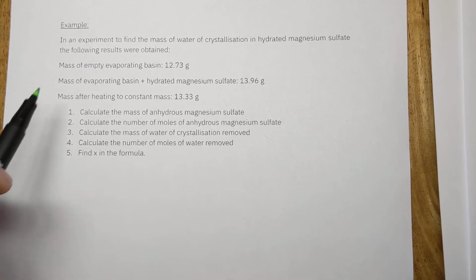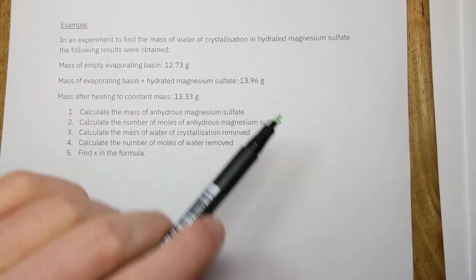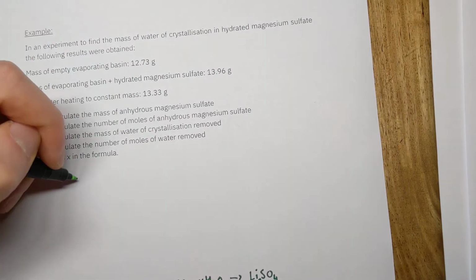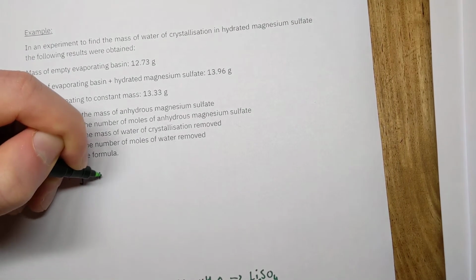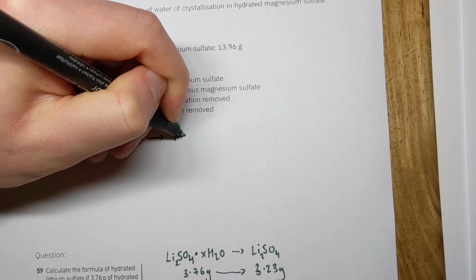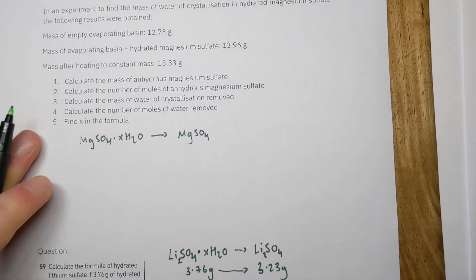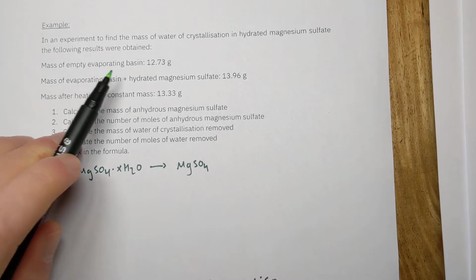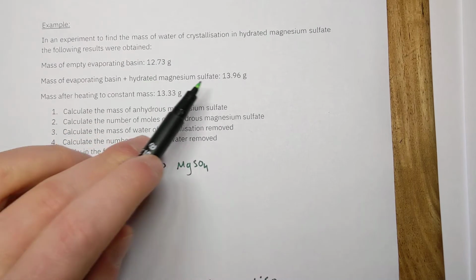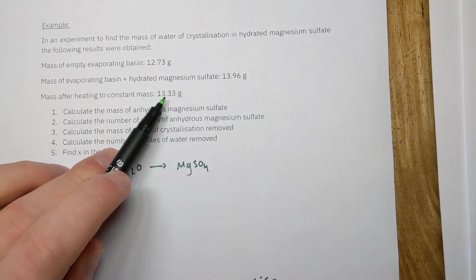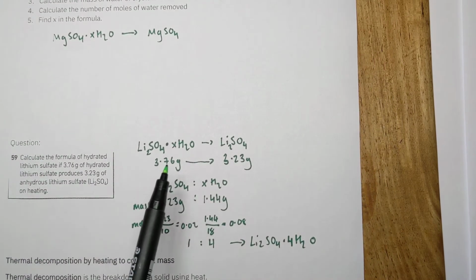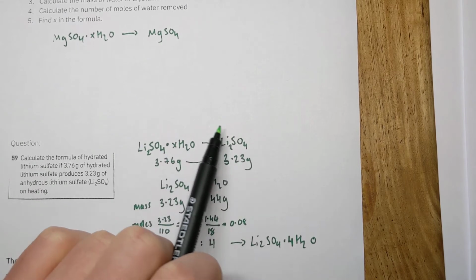This is an experiment to find out the mass of water of crystallization in hydrated magnesium sulfate. I'm trying to work out my mystery formula, MgSO4 with some waters. If I heat it up, it's going to go down to MgSO4. The masses are a wee bit more tricky to work out. I've got the mass of the empty evaporating basin, 12.73 grams. I've got the mass once I add the hydrated magnesium sulfate, 13.96 grams, and then the mass after I heated it to constant mass. Like I did before, first thing I need to work out is the mass of the hydrated one and the mass of the anhydrous one.